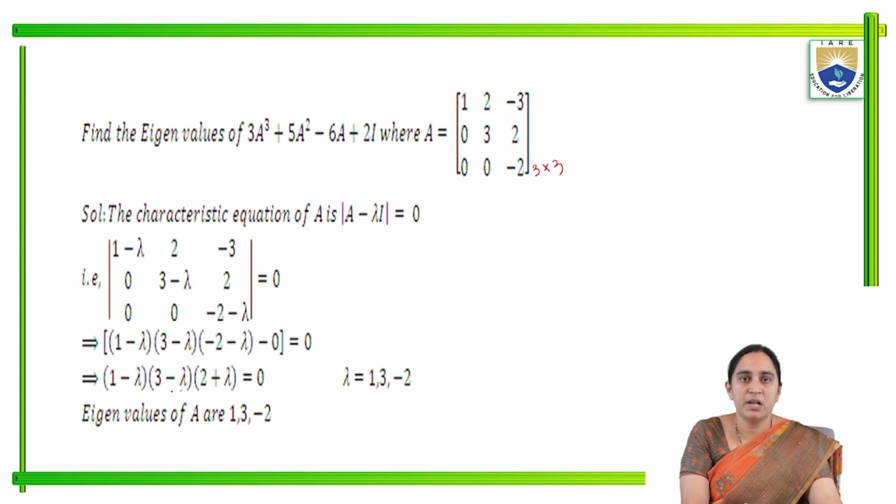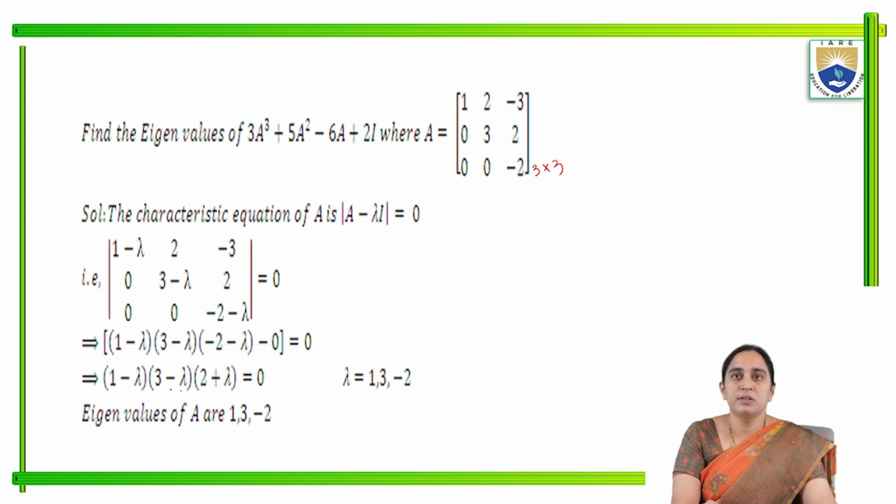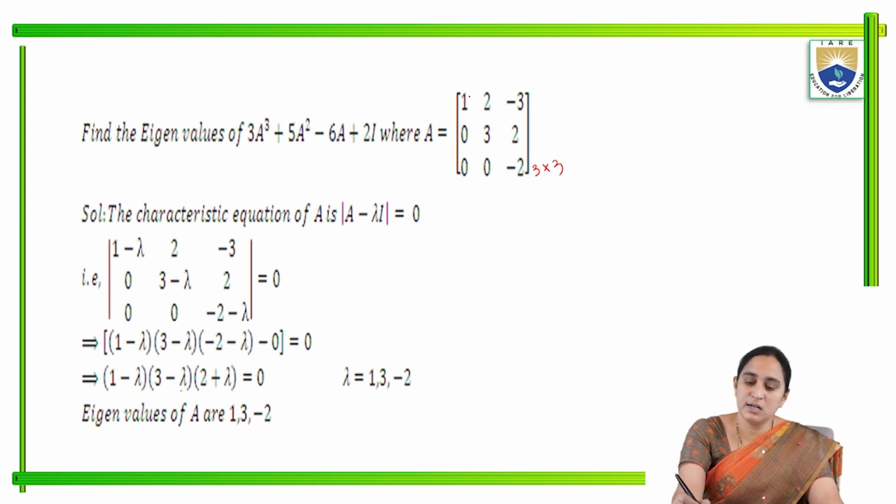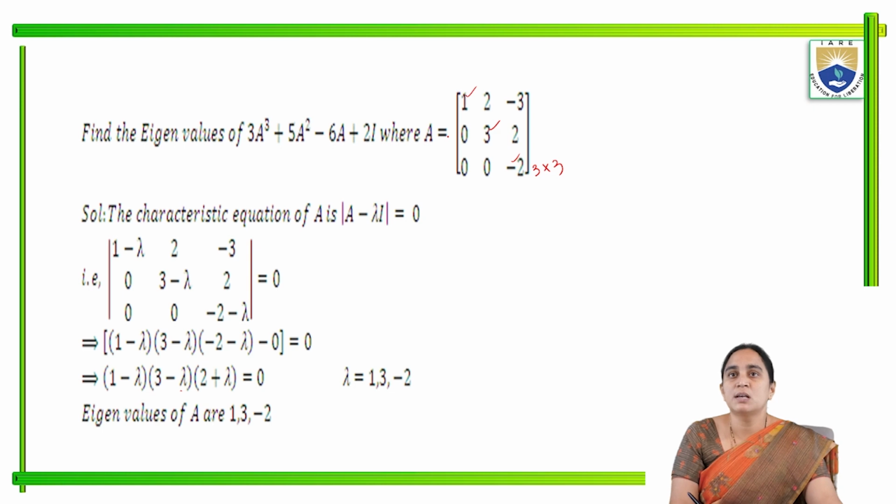1, 3, minus 2. Or else, if you know one property, observe the given matrix A: is it upper triangular or lower triangular? Whichever it is, upper or lower, in that case we take the diagonal elements as the eigenvalues. If you know that property, we can write it directly. What are the eigenvalues? 1, 3, minus 2. These are the diagonal elements of the given matrix.